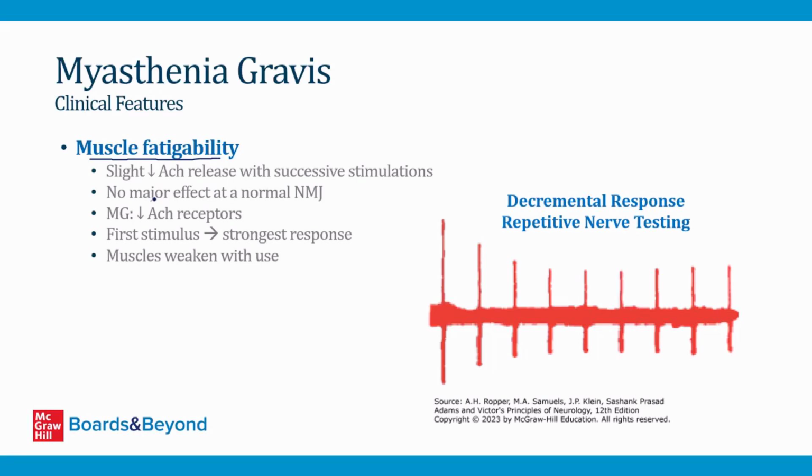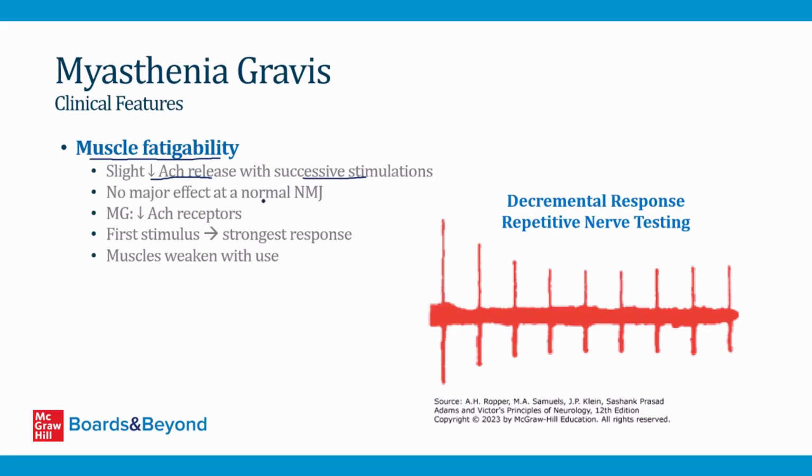If you depolarize a nerve terminal and try to contract a muscle fiber over and over again, there's actually a slight decrease in the amount of acetylcholine that's released with each successive stimulation of the muscle fiber. This happens because the nerve terminal just can't reaccumulate as much acetylcholine when you keep depolarizing it over and over and over again. So there's a slight drop off with successive stimulations in how much acetylcholine is released.